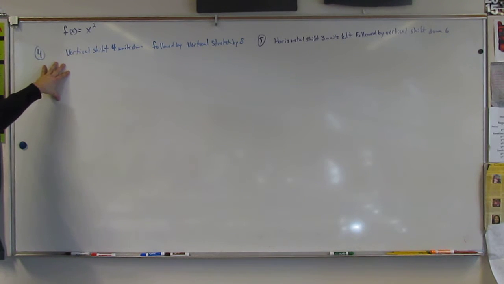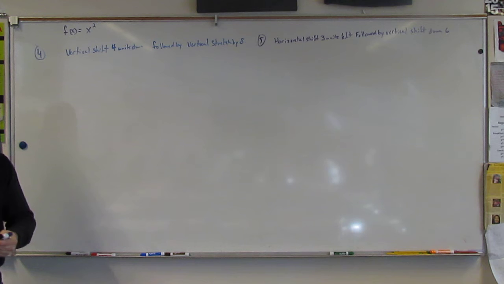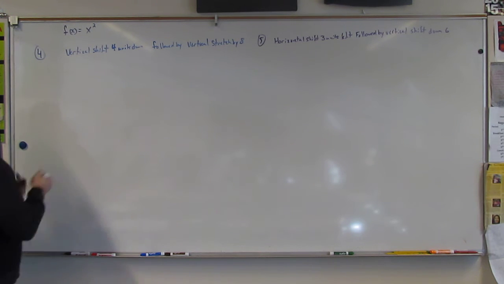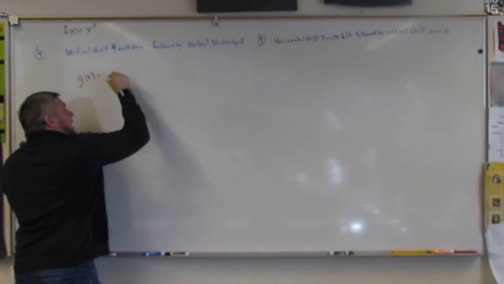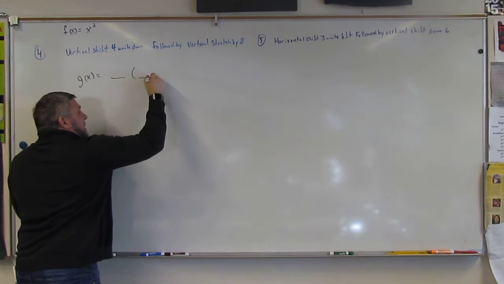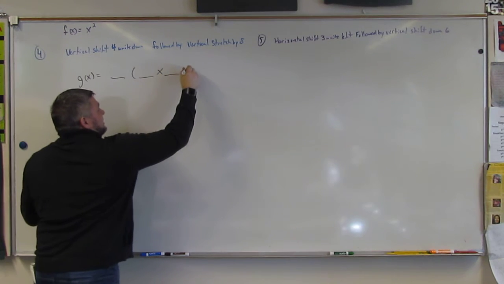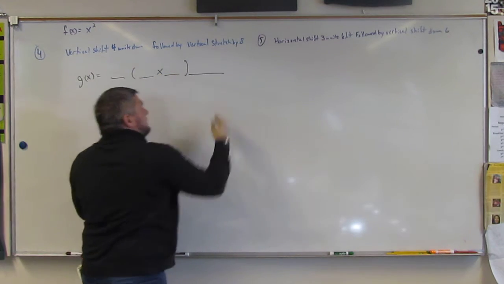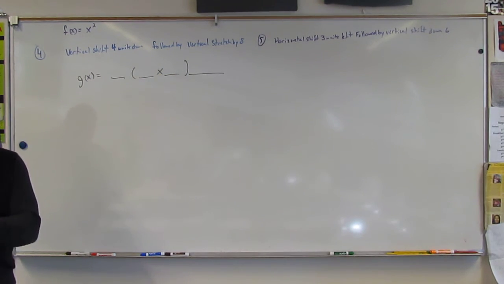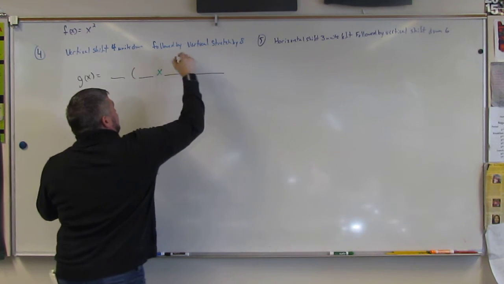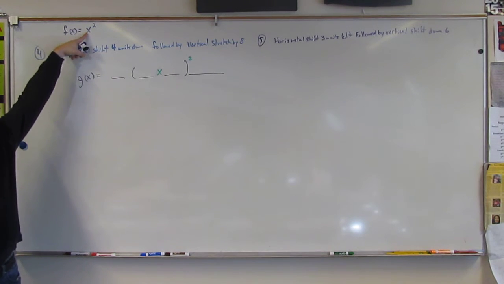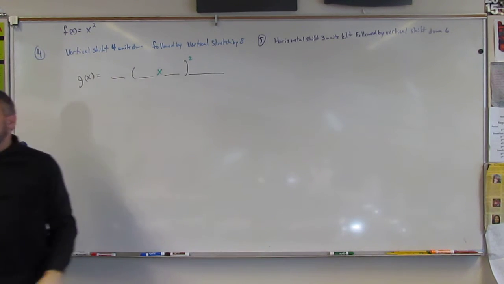we have the vertical shift, 4 units down. Okay? So remember, when we're writing this, we always go g of x is equal to space, parentheses, space, x, space, parentheses, space. Okay? And that x, right? This x and the squared, x and the squared, okay?